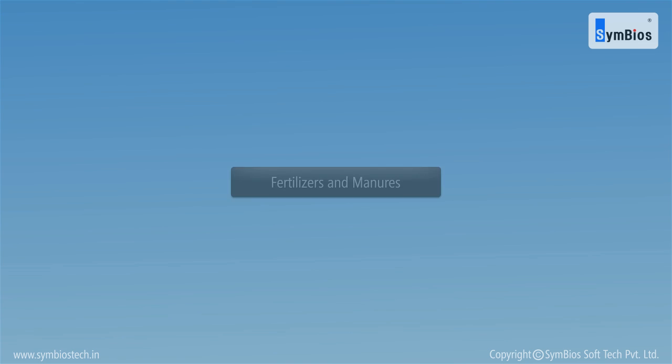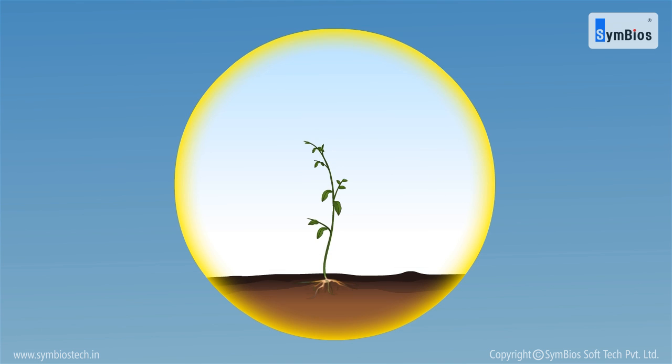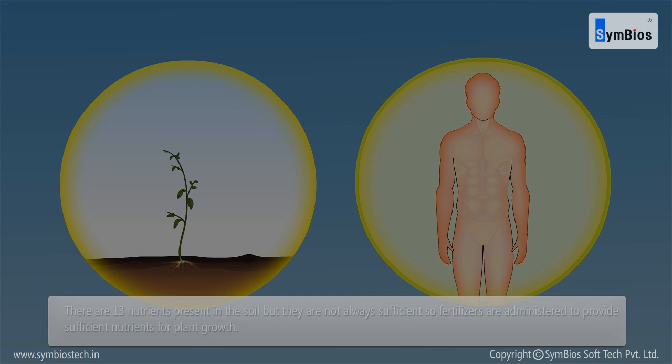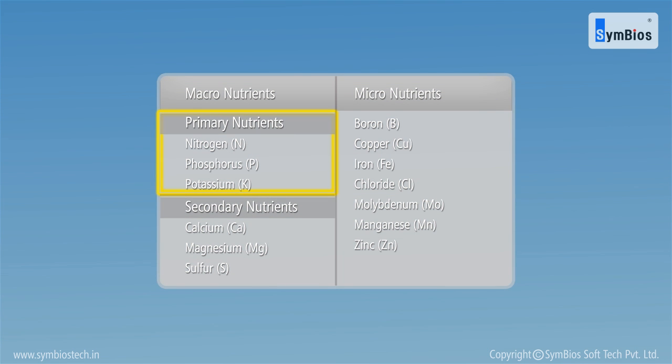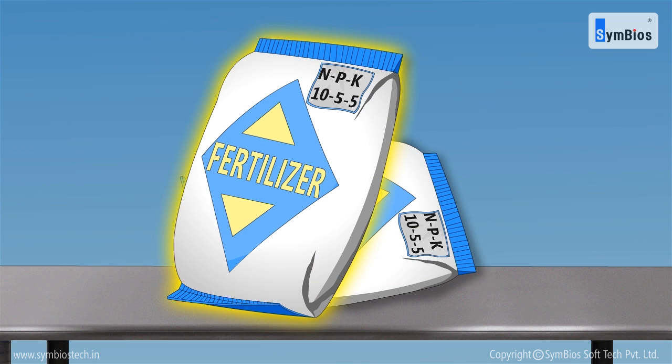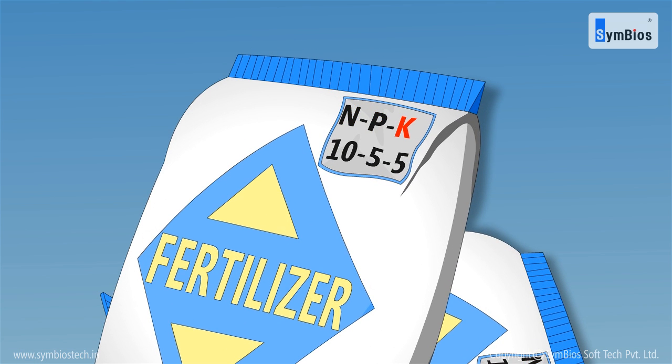Fertilizers and manures. Plants need nutrients just like we humans do. There are 13 nutrients present in the soil, but they are not always sufficient, so fertilizers are administered to provide sufficient nutrients for plant growth. Nitrogen, phosphorus, and potassium are the main nutrients that plants need. A fertilizer contains those three ingredients, and they are listed clearly as the NPK ratio.